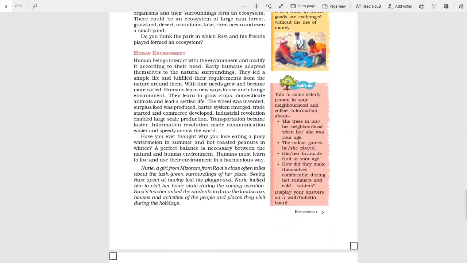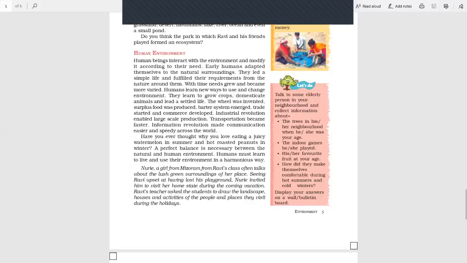So let's start the last part of the chapter now: human environment. Human beings interact with the environment and modify it according to their needs. Early humans adapted themselves to the natural surroundings. They led a simple life and fulfilled their requirements from the nature around them. With time, needs grew and became more varied. Humans learned new ways to use and change the environment.